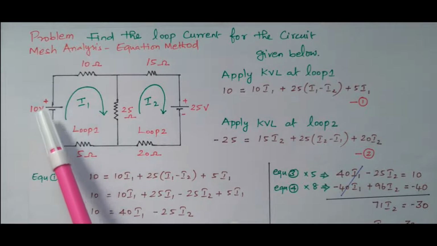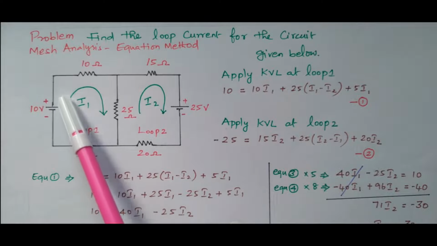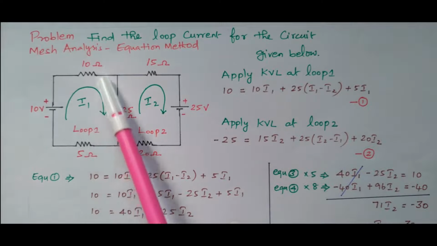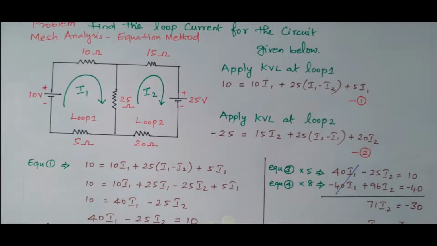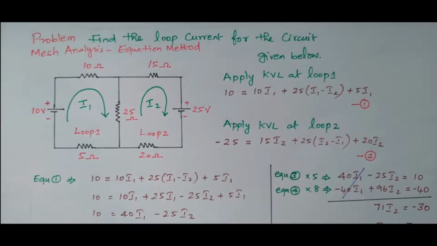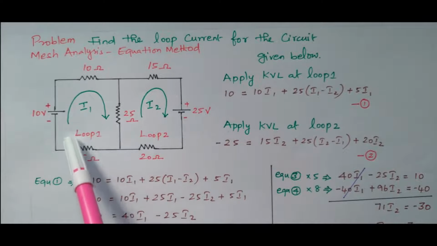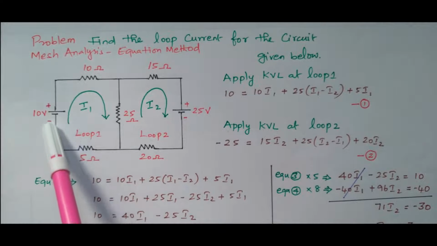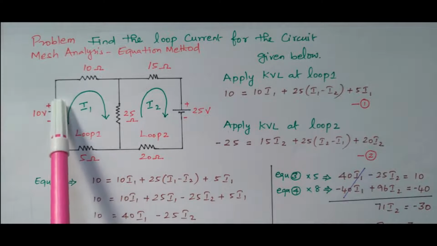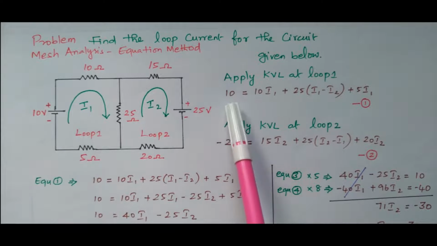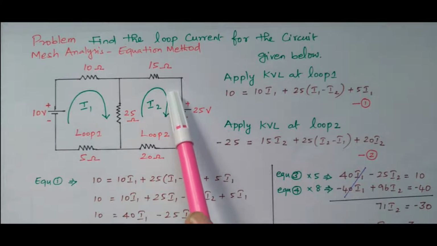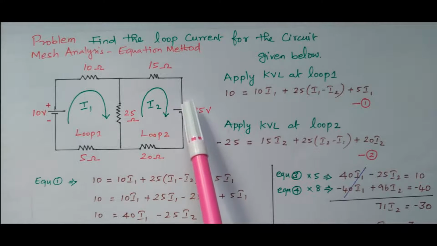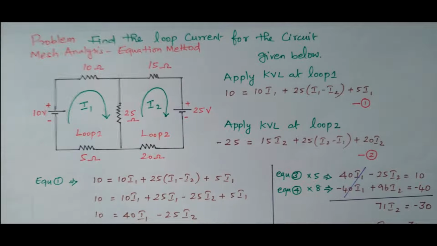Now see the potential of this 10 volt. See the current direction: current is flowing in a clockwise direction, from downward to upward through this voltage source. It is flowing from the negative terminal to the positive terminal. So it is a potential rise, so we have taken plus 10. But while considering this 25 ohm, the current is flowing downwards, from positive terminal to negative terminal. Potential is dropped here.